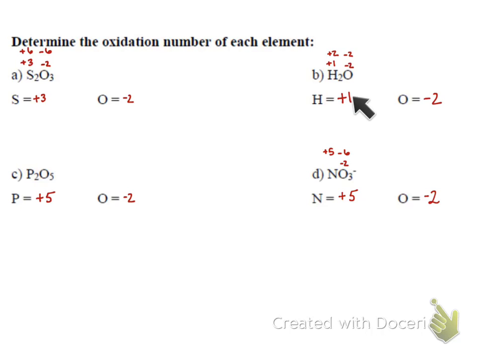Oxygen's always going to be -2. So in water, because oxygen is -2, each hydrogen has to be a +1 for this to add up to 0. So +1 and -2.